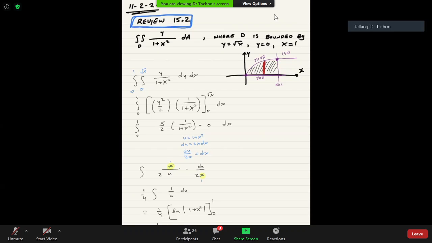Natural log of 1 plus 1 is 2. Plug in the lower bound, you have 1/4 natural log of 0. Okay, natural log of 0. I'm sorry, not natural log of 0. Natural log of 1. Okay, natural log of 1 is 0. I always go ahead of myself with that. So 1/4 natural log 2 for your final answer.